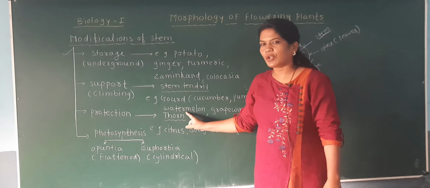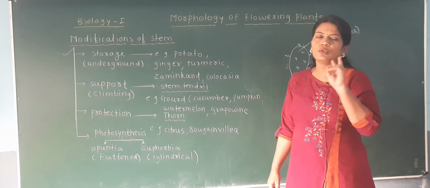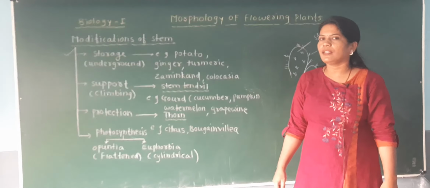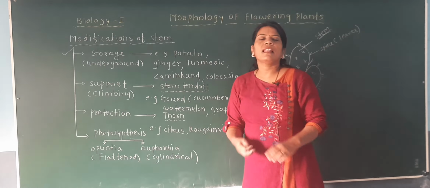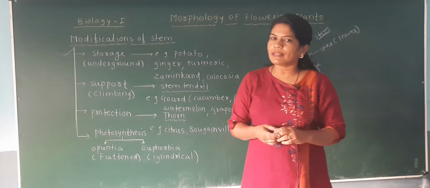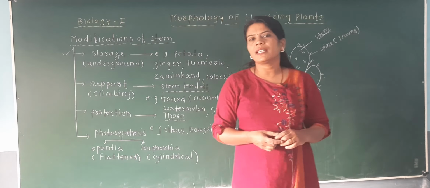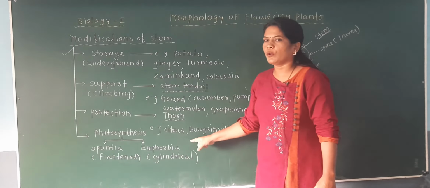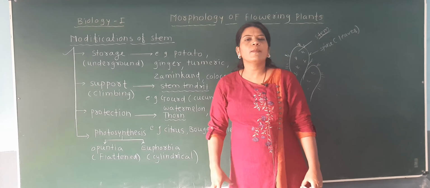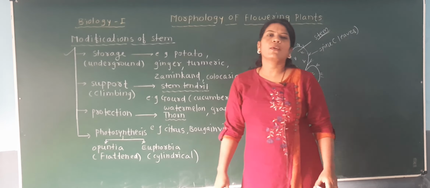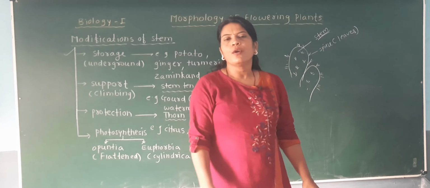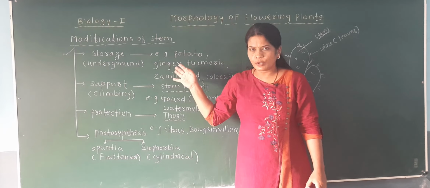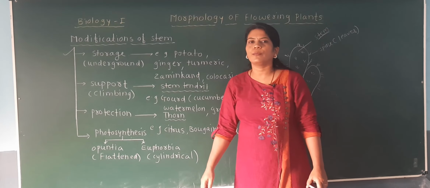The example is mainly the thorn, and here you can observe 2 examples written on the board. One is citrus and another one is bougainvillea. And the last modification of the stem is for photosynthesis, here 2 examples are given, flat structured opuntia and cylindrical structured euphorbia. So here you have to remember these examples only because these are from the NCERT book. From the exam point of view, no extra example is asked. Only you have to remember this much part of the stem.